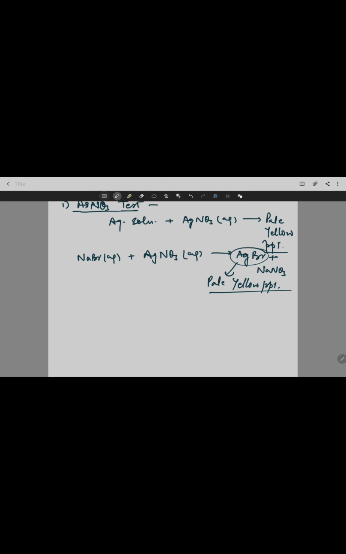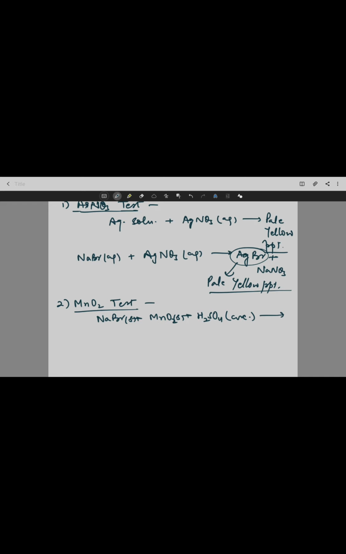Then one more test is there for it, that is the manganese dioxide test. How do we perform this test? We will take a pinch of salt, say it is NaBr. Now to this we add MnO2 and then H2SO4. This is solid, this is again solid, and we are adding concentrated H2SO4. We will get yellowish orange fumes. Why are these orange vapors there? That is because of the evolution of bromine gas.